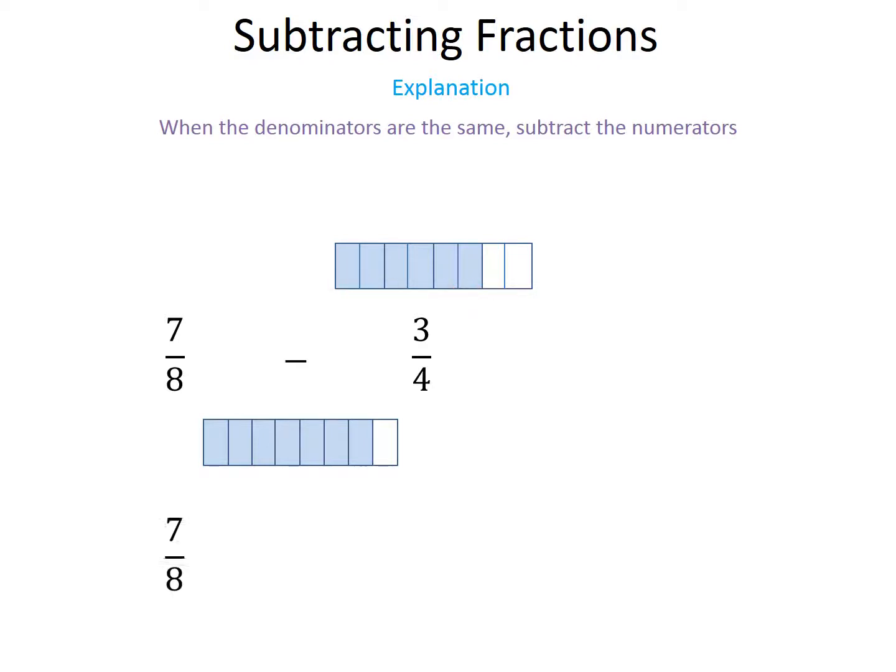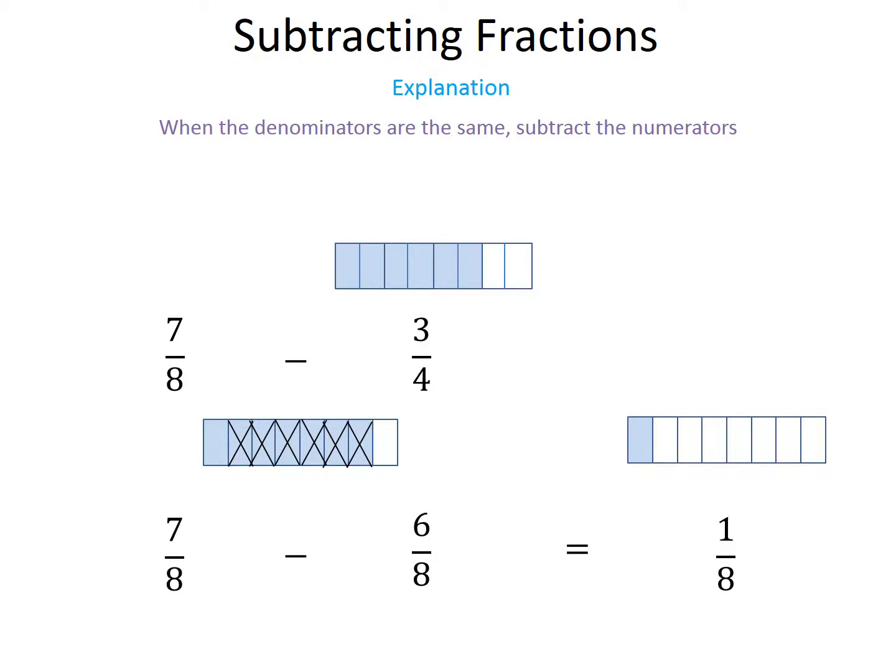And so that means really what I'm working out is 7/8 minus 6/8. And so now that the denominators are the same, the pieces are now the same size, I can now subtract, and I know I've got to take away actually 6 of the pieces, not 3. And so I'm left with just 1 piece left, so the answer is 1 over 8. And so when the denominators are different, we're going to find the lowest common denominator, just like we had to do when we were adding.